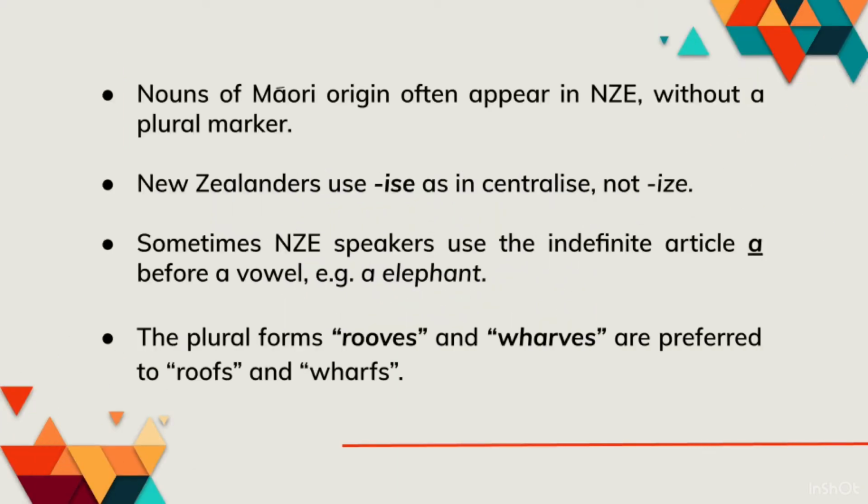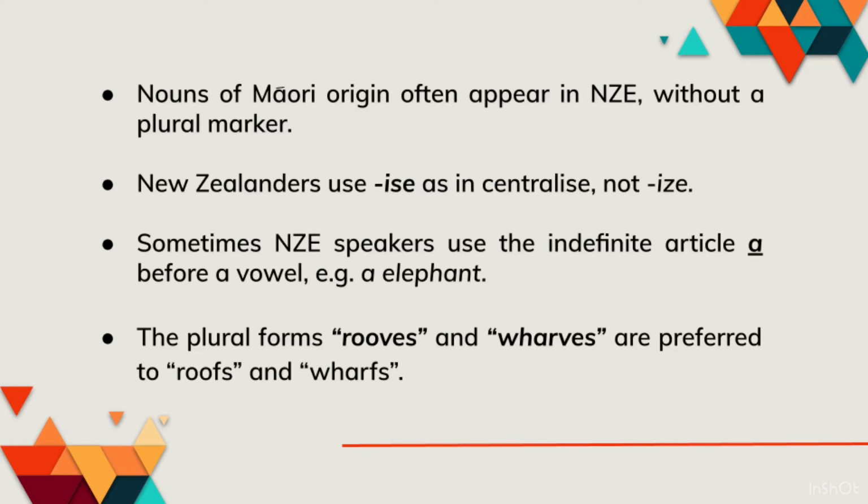To finish with the aspects of the accent, we will look at grammar features. First, the nouns of Maori origin often appear without a plural marker. For example, the word iwi and the word Maori are commonly spoken and written in a plural context without a final s.